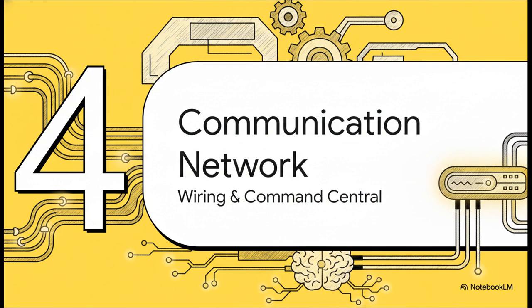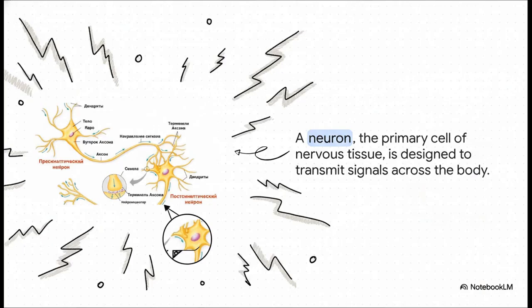Okay, so all of this advanced machinery, the walls, the framework, the motors, it all needs a really sophisticated control system. And this is the job of our 4th and final material, the building's electrical wiring and command center, nervous tissue. The star of this tissue is a highly specialized cell called a neuron. It's built for one thing and one thing only: communication. Think of it as a living wire, designed to generate and transmit electrical signals rapidly across the entire body.